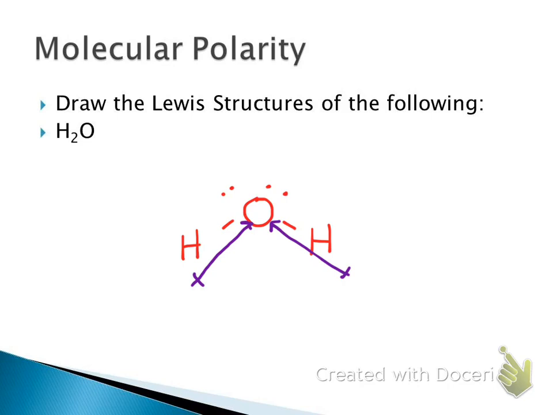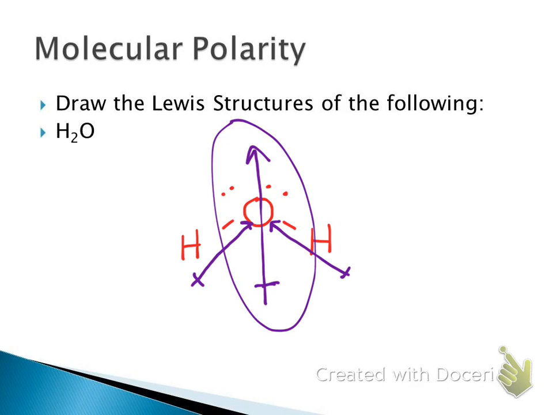So as a whole, where are the electrons located in this molecule? Toward the top or toward the bottom? Toward the top. So my dipole moment for this molecule looks like that. It's kind of a combination of those two arrows. This is called my dipole moment.